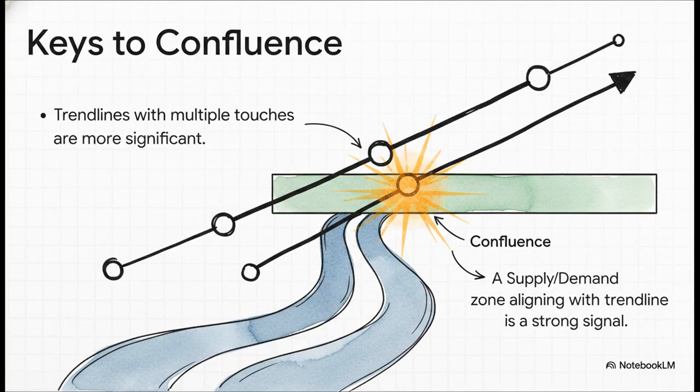Now, this is where things get really interesting. One tool is good, but combining them, that's a total game changer. When you find a strong demand zone that lines up perfectly with a rising trend line, that's a powerful concept called confluence. It's like a flashing neon sign for traders, because now you have two completely separate reasons to believe the price will react right there. It just stacks the odds in your favor.